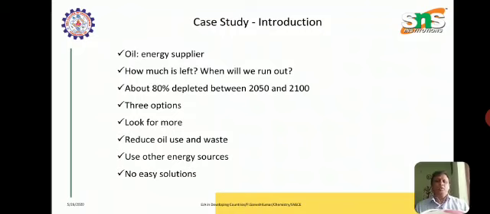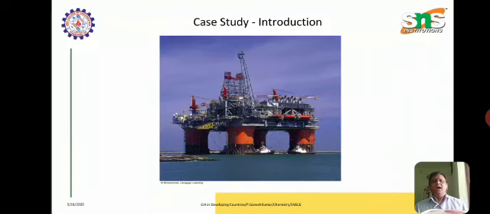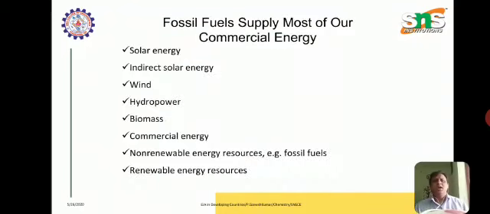Even if we look for more, it is definitely going to create other problems like pollution and environmental disasters. And nowadays we can't reduce the oil usage, even though battery cars have been developed. To charge the battery we have to depend on coal and thermal power plants, etc. So the only option is to go for alternative sources of energy. There is no easy solution other than this. This is a typical onshore oil extraction process.